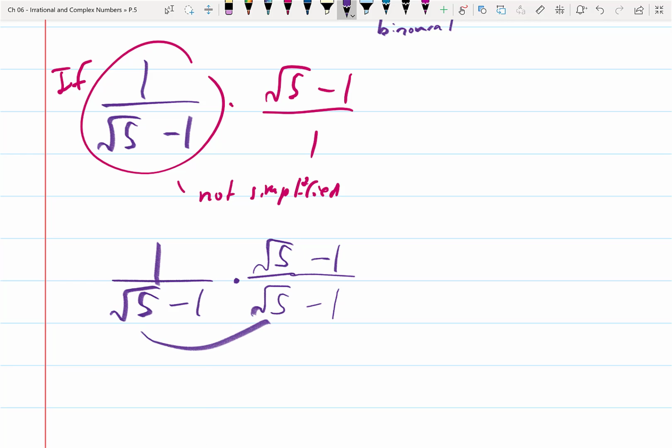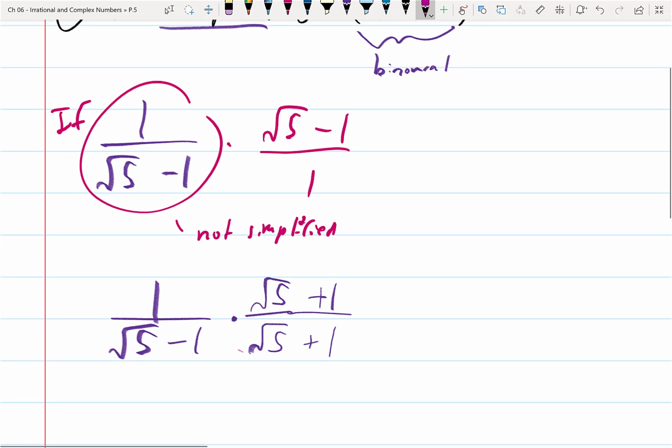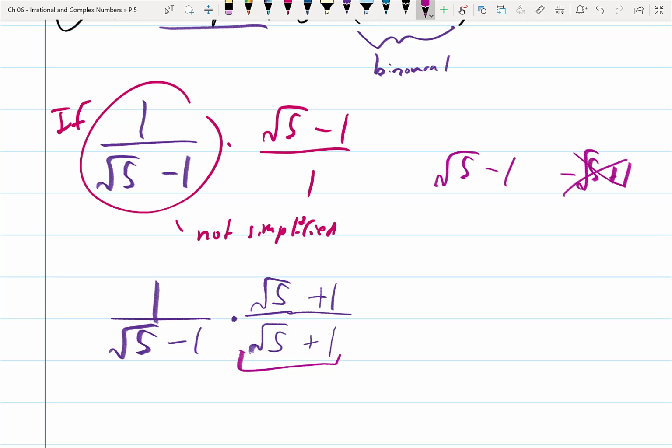You are going to FOIL this: first, outer, inner, last. But your outer and inners are going to still have a root 5 in there. So give me the one that you have. We're going to go root 5 plus 1. But the better question is, what is the word for root 5 plus 1 relative to root 5 minus 1? Close. The opposite of root 5 minus 1 is actually negative root 5 plus 1, so that's different. It is the conjugate.